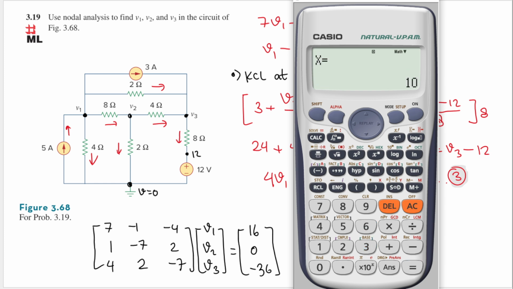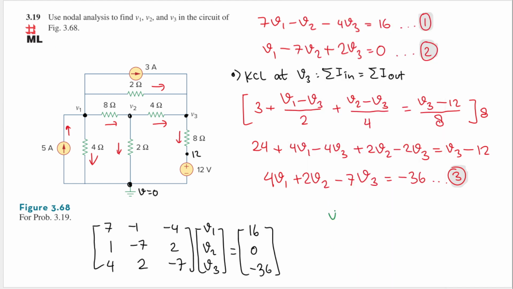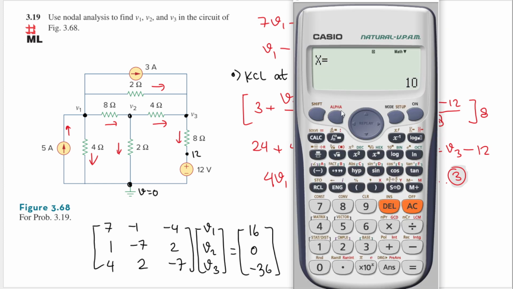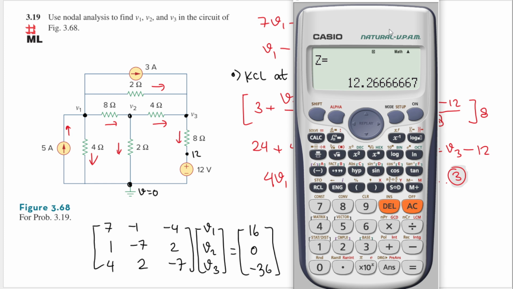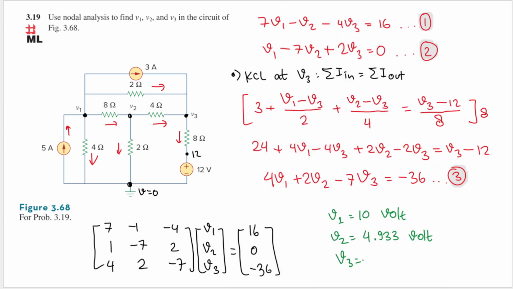Okay, we get V1 is equal to 10. Good number. So V1 is equal to 10 volt. And then what is V2? I think that should be a good number also. Oh, it's not. It's 4.933 volt. And then what is V3? V3 will be 12.267 volt. And this is the result that we are looking for.